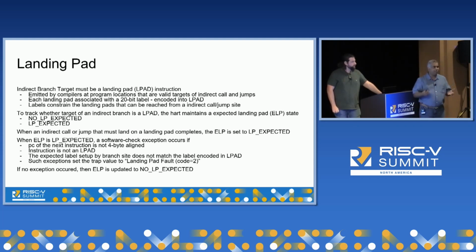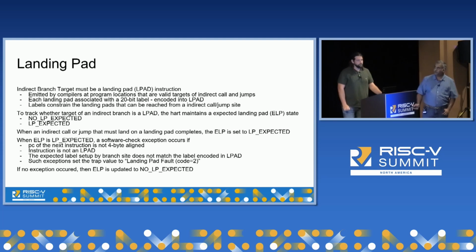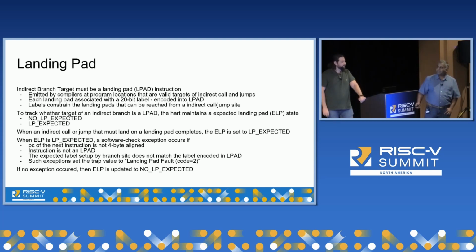As hardware, we do not have that visibility, but now we provide this landing pad instruction that the compiler can emit, and the compiler is usually expected to emit them at valid targets of indirect calls and jumps, and that provides hardware the visibility. Yes, that is a valid point where indirect calls and jumps can land. We also provide the ability to associate a landing pad with a 20-bit label that is encoded as an immediate value as part of the landing pad itself. And so now you can add constraints that this indirect call site can only branch to this subset of landing pads which share the same label.